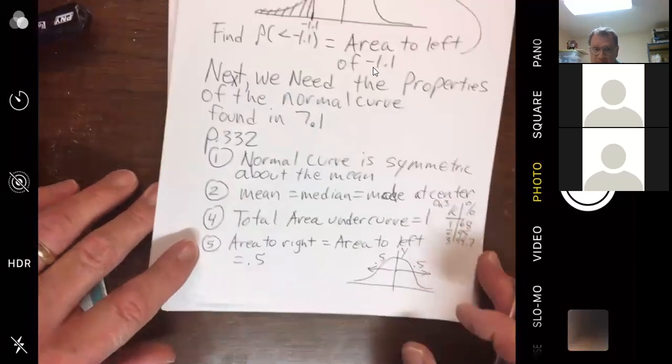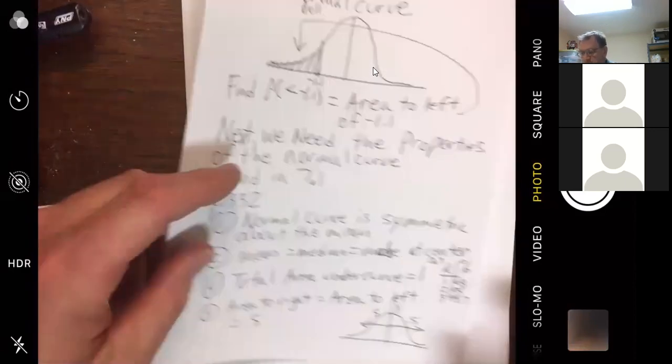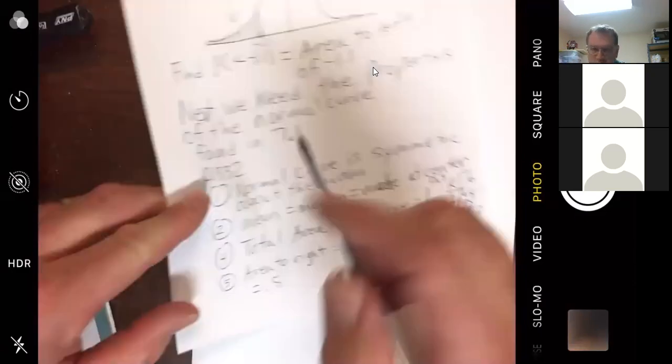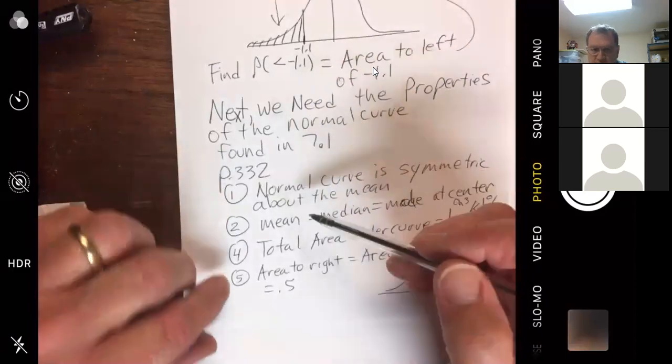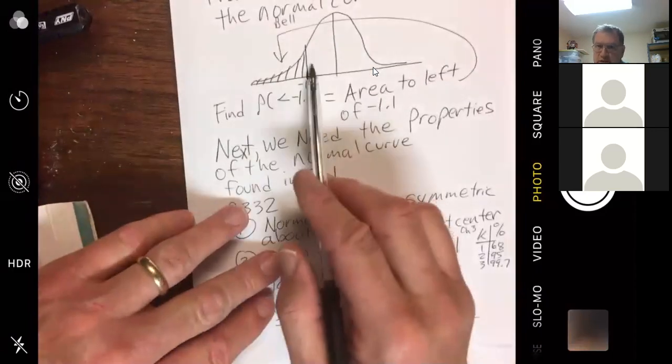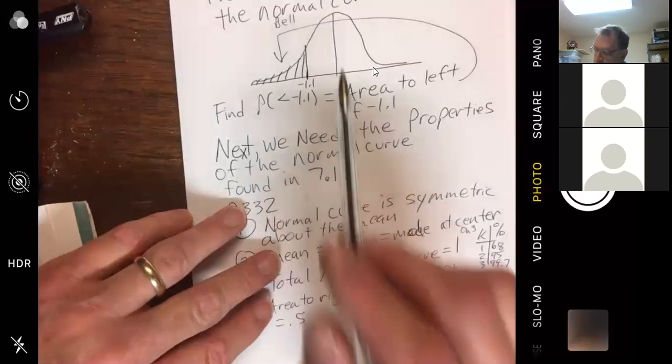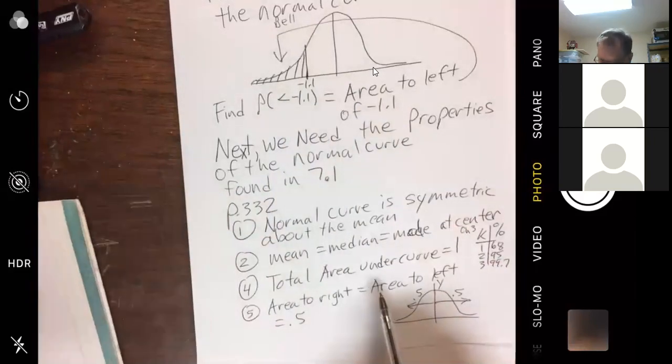Questions about that? I'm looking forward to the application. Okay, yes, it's coming. You just need these properties. We're going to use these properties to find these probabilities. So they're very important. You need to know them.